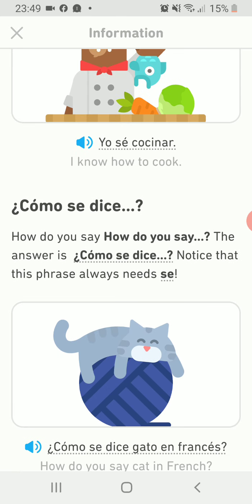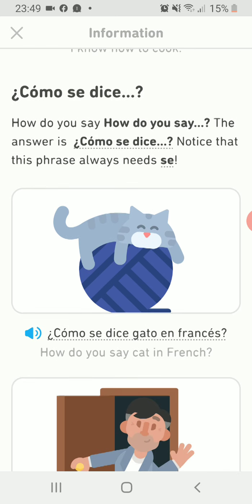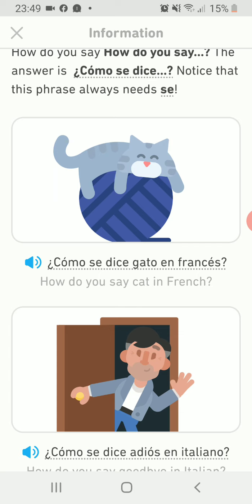¿Cómo se dice? How do you say? The answer is ¿cómo se dice? Notice that this phrase always needs se, and it's kind of a reflexive verb. And ¿cómo se dice gato en francés? How do you say cat in French?